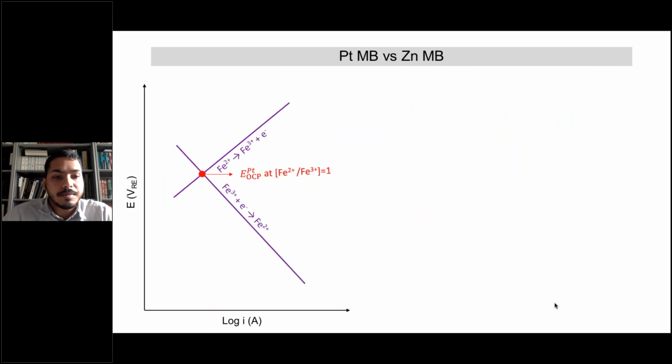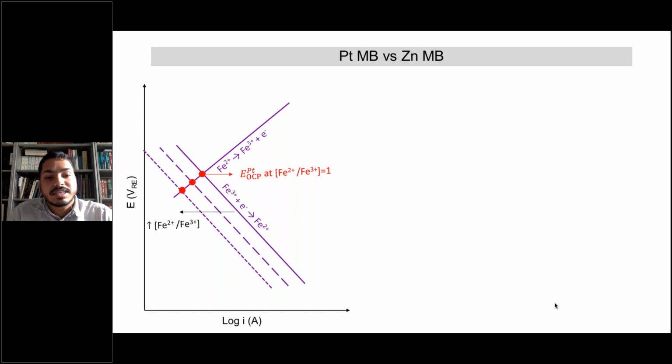So here are the kinetic curves. Schematically, let's try to understand this. See, this curve shows the kinetics of oxidation and reduction reactions on platinum in this ferric ferrous redox couple system. And the red point shows the open circuit potential of platinum in this system. And if you try to change the ratio, because of the shift in these lines, you will have a different open circuit potential.